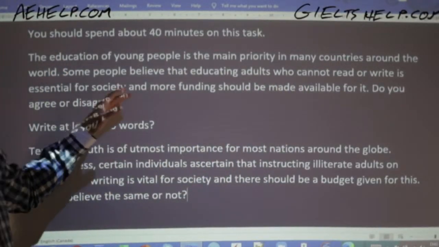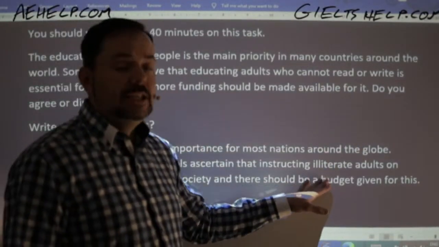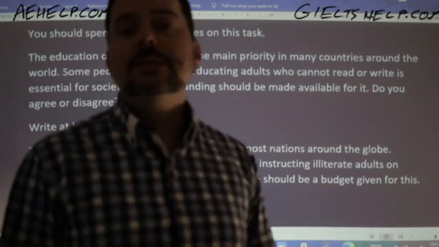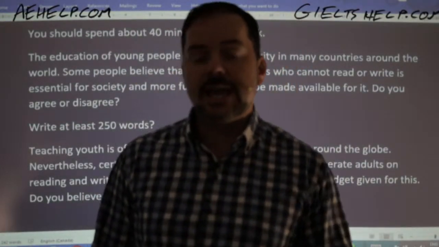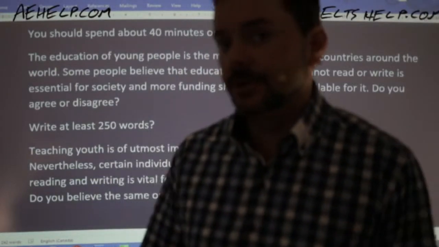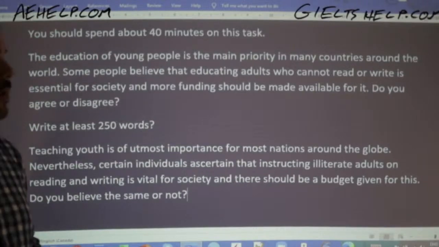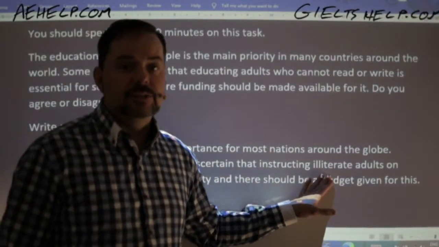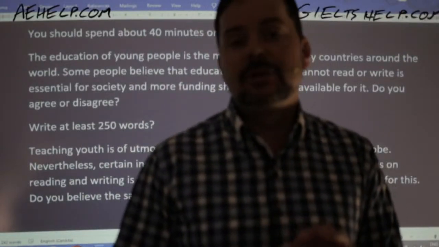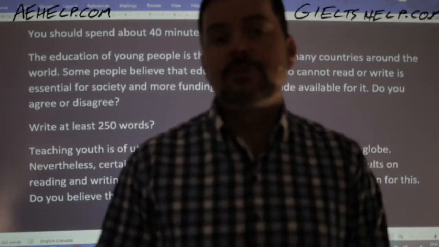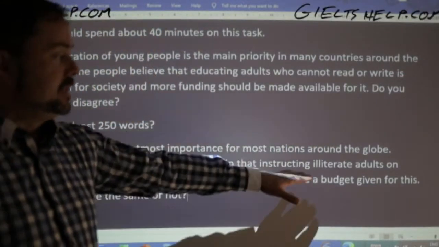Now, people who cannot read or write are called illiterate, okay? Literacy is the skill of reading and writing. That's called literacy. So people who cannot read or write are called illiterate. They're not able to read or write. So that kind of vocabulary is crucial for those higher band scores, okay? In this kind of an essay.